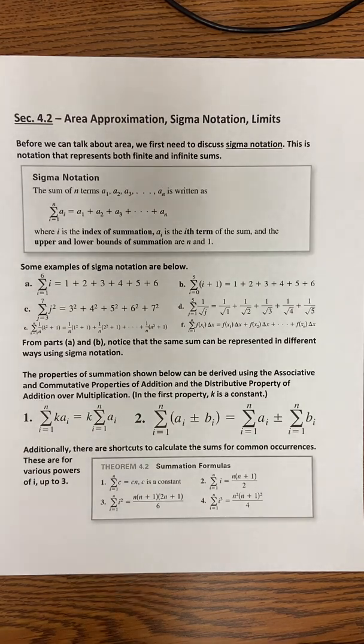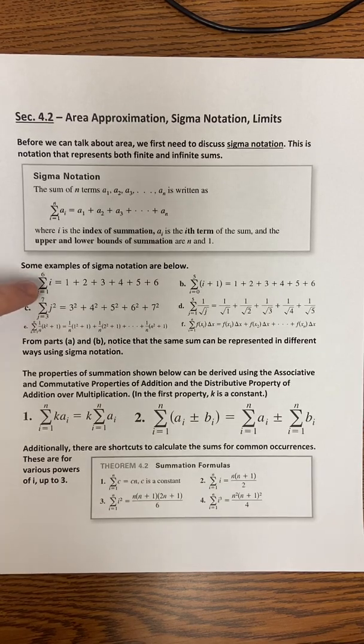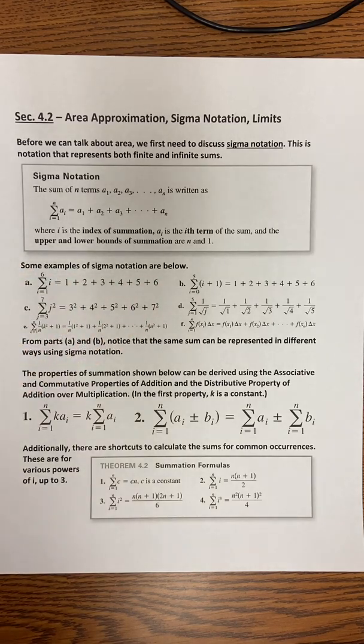So i is technically referred to as the index of summation, and ai is the ith term, and the upper and lower bounds of summation are the upper bound being n and the lower bound being 1, and that's where they will be placed. So some examples of this in action are the sum from i equals 1 to 6 of i, which really just means you're plugging in 1, 2, 3, 4, 5, and 6, and you're adding them all together because it's a sum.